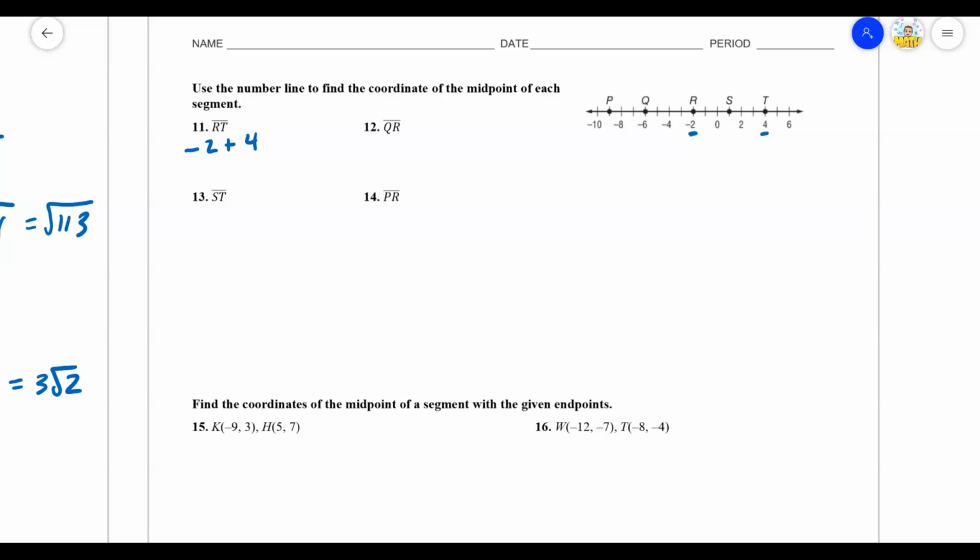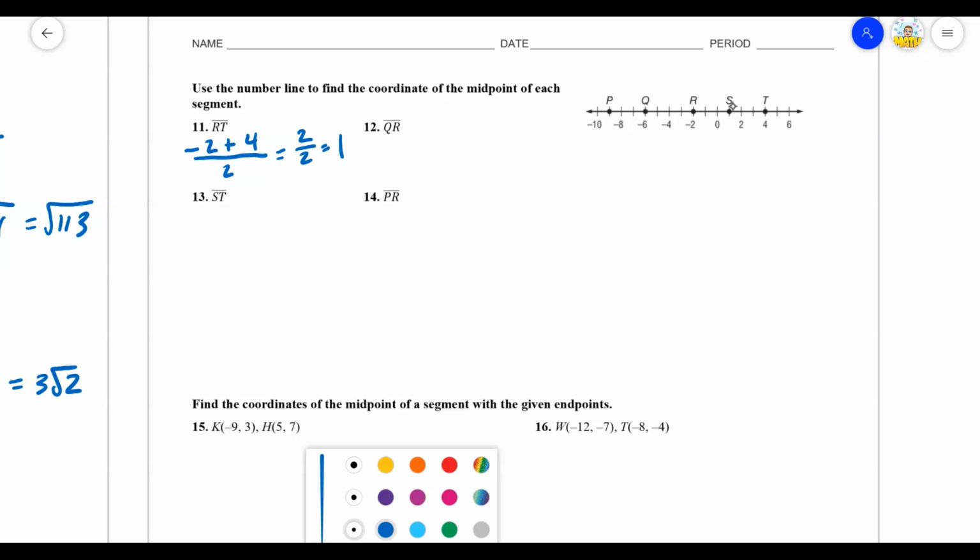T lives at 4. We're going to add those two together and just divide by 2. Negative 2 plus 4 is 2. Divide that by 2. This would be a midpoint of 1. So if we look at our graph here and we see where 1 lives, you can see that 1 is basically halfway between r and t. We can see it's right in the middle. You have a visual picture of it with the number line sitting there. Okay.